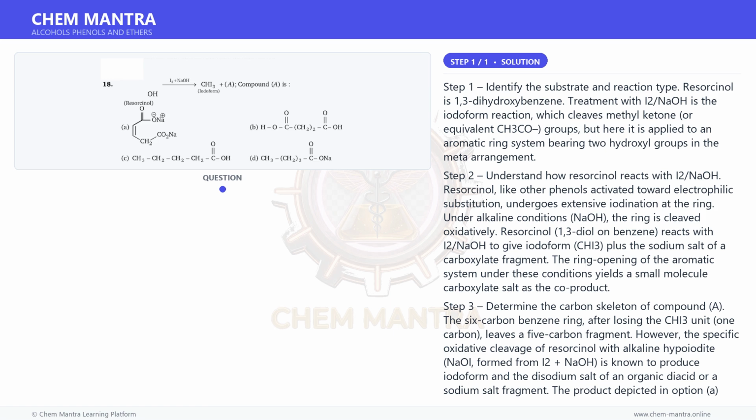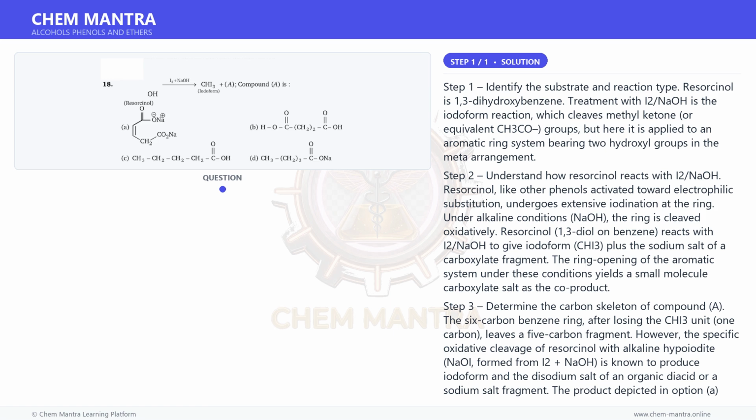Option A depicts the sodium salt of an alpha, beta-unsaturated carboxylate with an additional CH2CO2 group. This is consistent with the known cleavage product retaining the C5 framework as a sodium carboxylate enedioate after 1 carbon is removed as CHI3 from the resorcinol ring system under iodoform conditions.